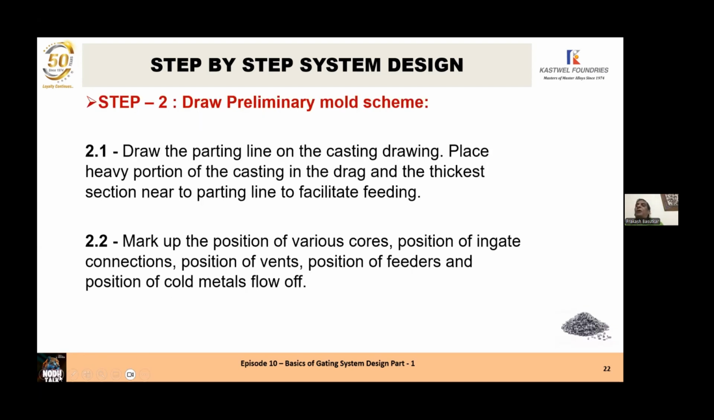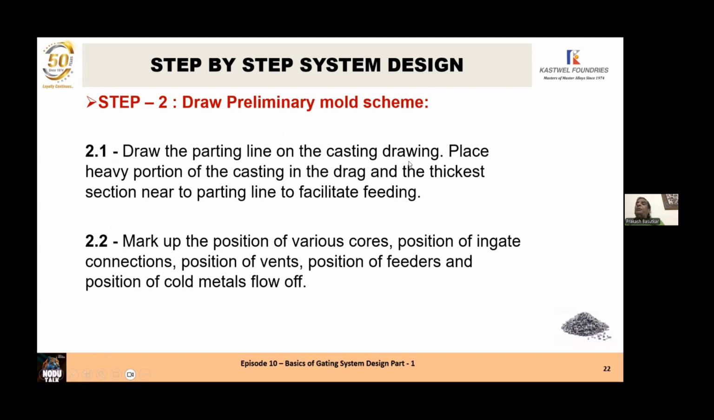Step 2 is to draw the preliminary mold scheme. Mold scheme means the plan in which you want to make the casting, with the location of the cores, the location of the risers or feeders, the location of the ingates, and the distance between the casting and the gating system. So, steps to be taken now in the preliminary drawing. Draw the parting line on the casting drawing.